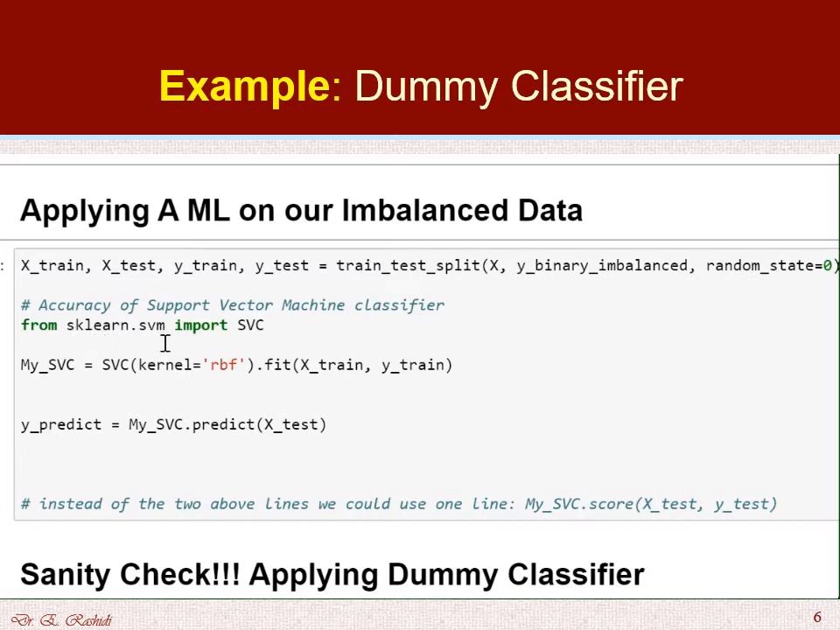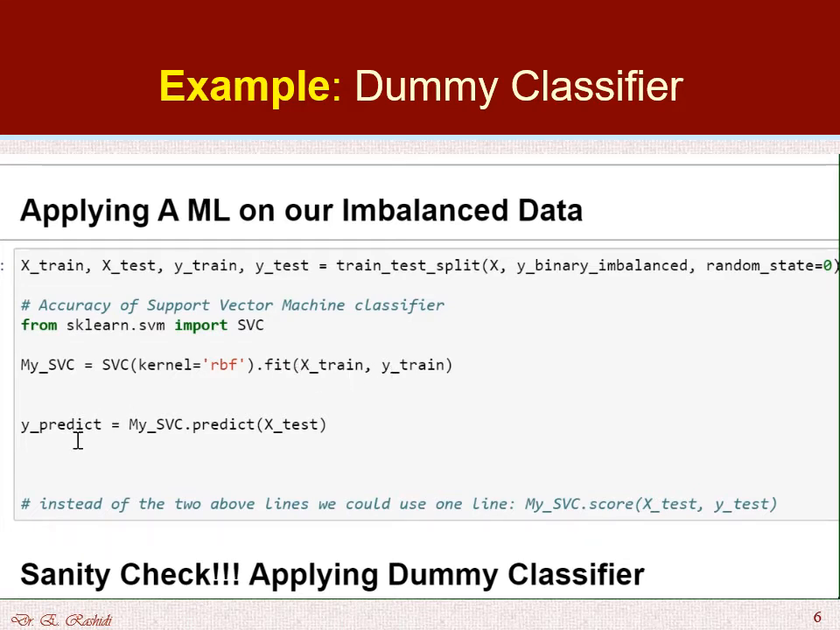Next I'm going to import the SVC. So from Scikit-Learn.svm import SVC. And next I'm going to introduce my algorithm. So my SVC is a copy of SVC, and I'm going to use the kernel function RBF. On the same line, we can train our algorithm on our training data set. So I'm going to use fit, X train, and Y train.